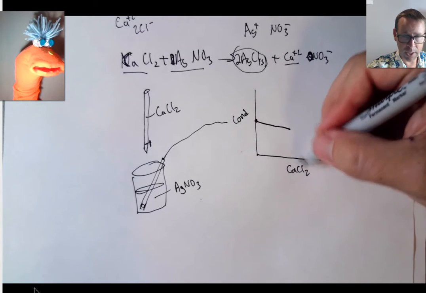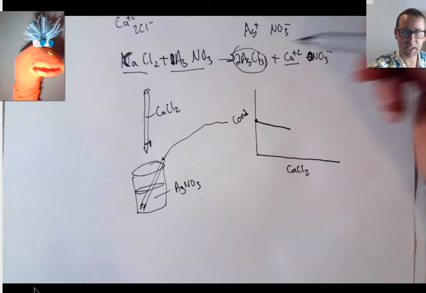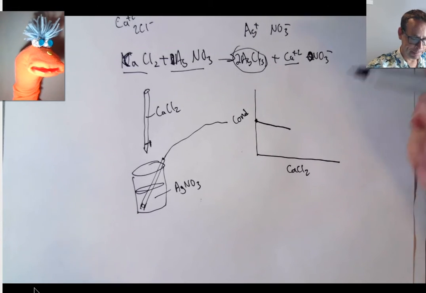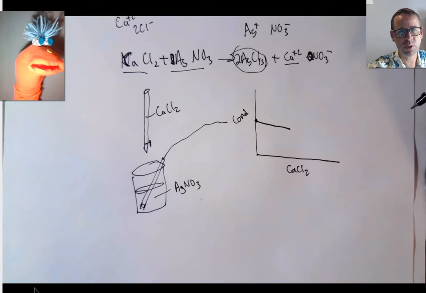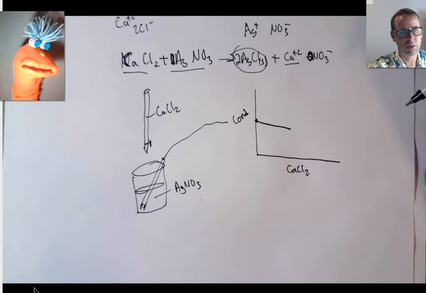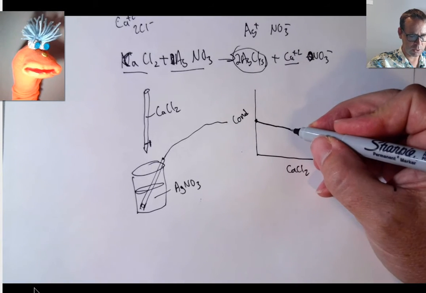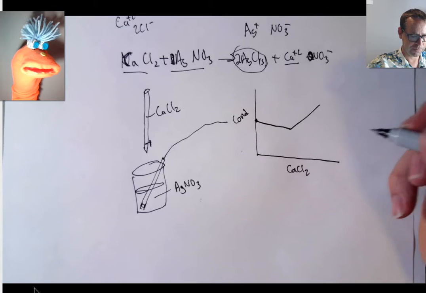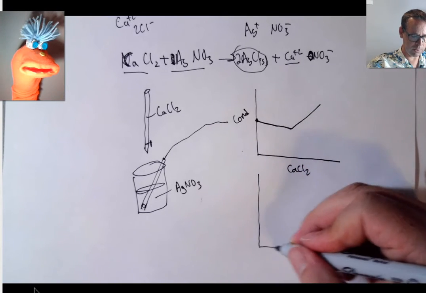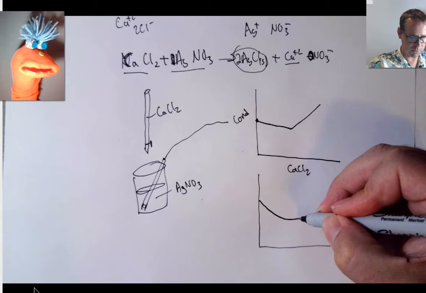You're adding chloride ion, but the conductivity doesn't change because the chloride ion is being taken up by the silver ion. But as soon as you run out of silver nitrate, how would you expect the conductivity to change? I guess it would start getting more conductive because you're just adding more calcium chloride. That's right. So as you're adding more calcium chloride, you would get a change in conductivity. And again, the reality of the curve is it would look something like this probably.